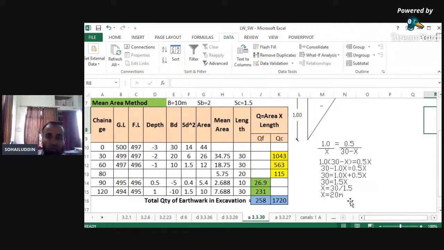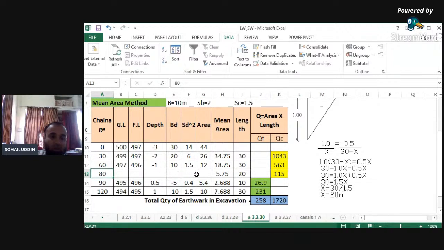So this x is where it changes from negative, from cutting to filling. So where is cutting? This part is in cutting, this part is in filling. So here there is a difference in chainage from cutting to filling, and that difference is nothing but 20 meters. So we have to add this 20 meters. So 60 plus 20 is nothing but 80, and the rest will be the same. So in this line there will be a change.